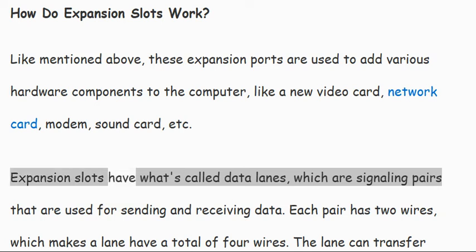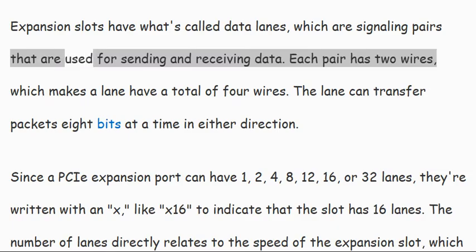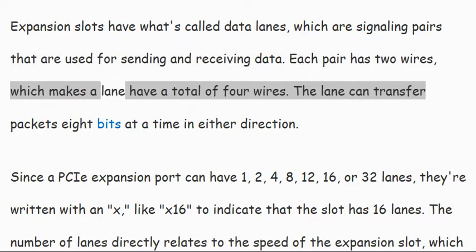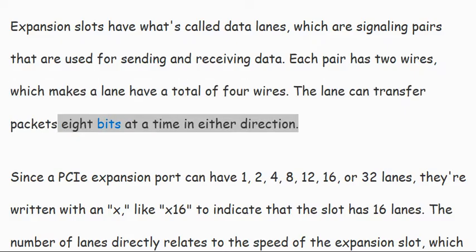Expansion slots have what's called data lanes, which are signaling pairs that are used for sending and receiving data. Each pair has two wires, which makes a lane have a total of 4 wires. The lane can transfer packets 8 bits at a time in either direction.